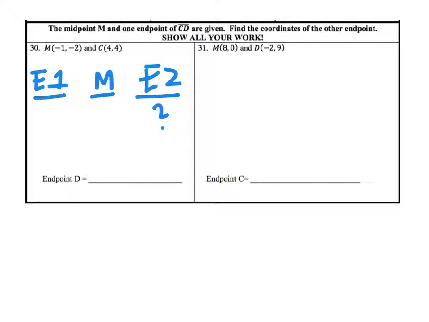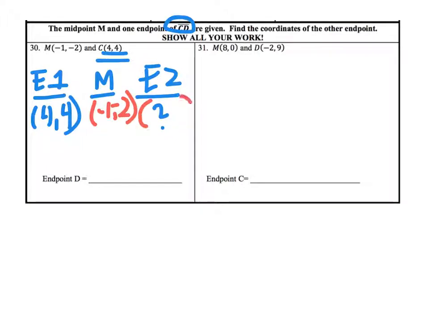there. I know that my endpoint 1, it says we're given one endpoint of CD, so C is going to be endpoint 1. So we have 4, 4. And then my midpoint is going to be the other one, negative 1, negative 2. And we want to figure out what this point here is.